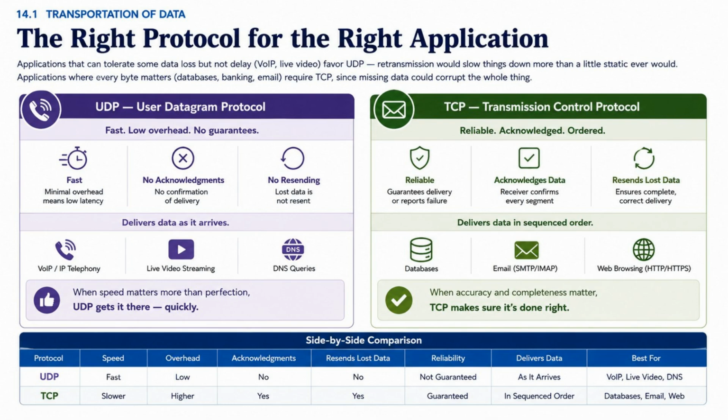Choosing the right protocol depends on the application's tolerance for loss versus delay. VoIP and live video favor UDP. They can tolerate some data loss but not the delay retransmission would cause. Databases, banking, and email require TCP, since missing data could corrupt the whole transaction. Walk the 2-column comparison on screen for concrete application examples.